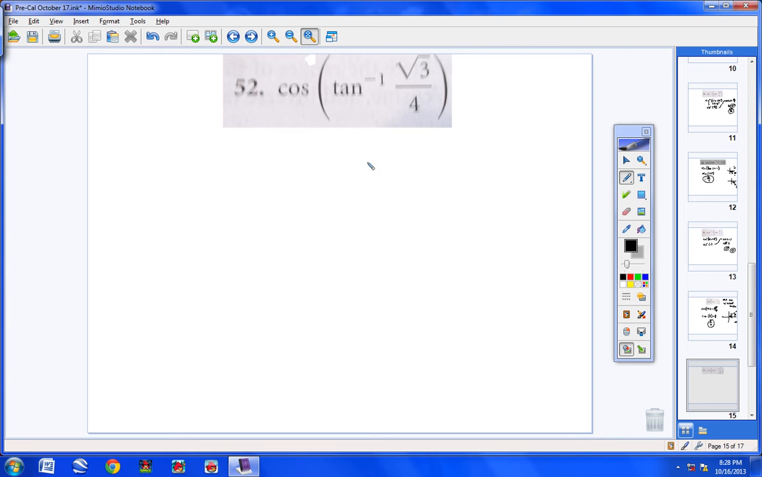Okay, let's try another one here using exact numbers again. So we're going to use exact numbers. So the first thing I do is I write down cosine, and then I write tangent of some angle x equals square root of 3 over 4.